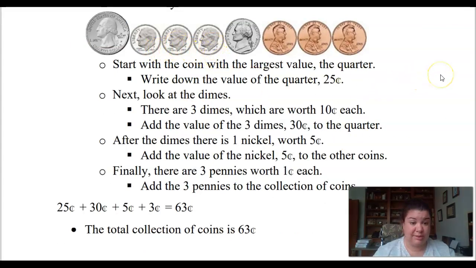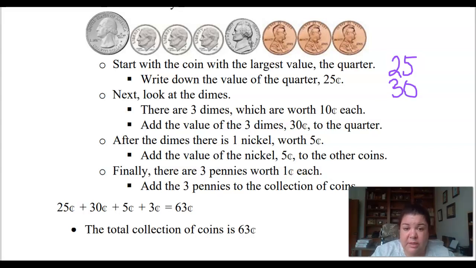So now look, we have 3 dimes. They're each worth 10 cents. So if you've practiced your skip counting by tens, you know what this is. It's 10, 20, 30 cents. So you write 30 with the C with the line. So write that down. Write it right underneath it. So we're going to write here. We have 25. And then we have 30. Keep them in line. Keep your place values in line.